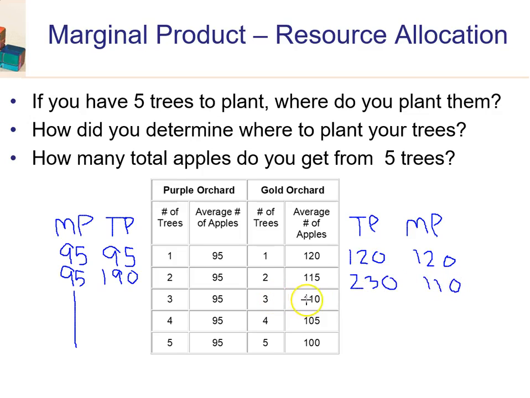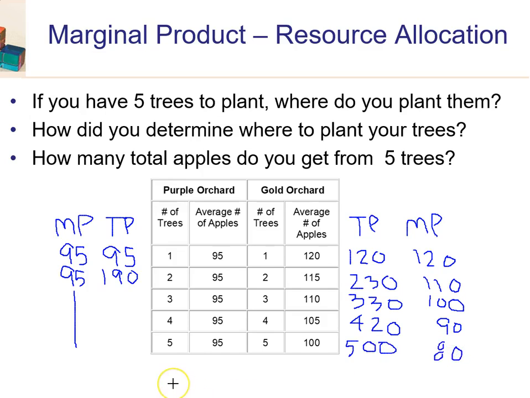Next, we have 3 trees planted on the gold side. What's our total output? 3 times 110 is 330. What's our marginal productivity? This is now 100. How about 4 trees planted on the gold side? We now have 420 total apples. And what's the marginal productivity of that 4th tree on the gold side? It gets us 90 more apples. Finally, 5 trees planted on the gold side gets us 500 apples. What's the marginal productivity here? 80.